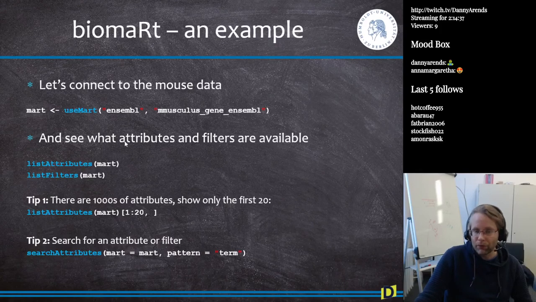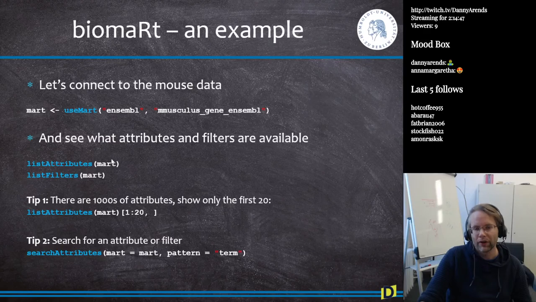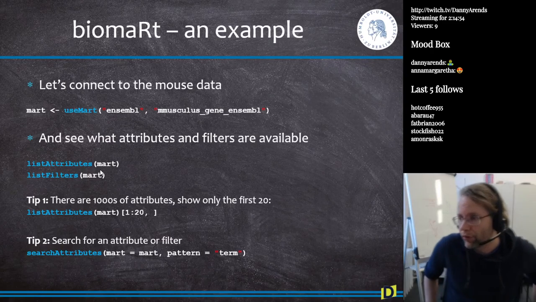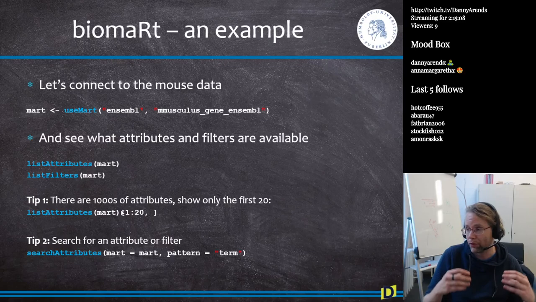And then we of course need to know which attributes and filters are available, because every MART provides its own filters and its own attributes. So we have the listAttributes and listFilters functions, which we can call on the connection object. This will give us a long list of all of the filters and attributes that are available. Generally, because there are thousands of attributes available in Ensembl, I only show the first 20 to see if it's in the top, right?